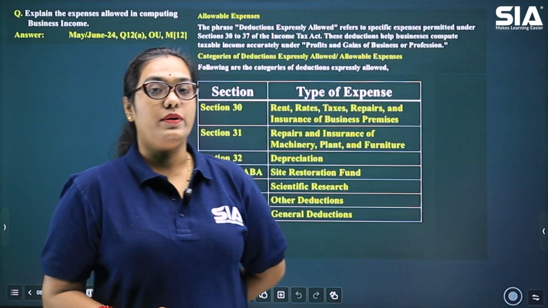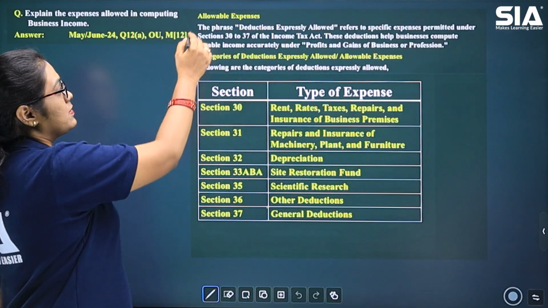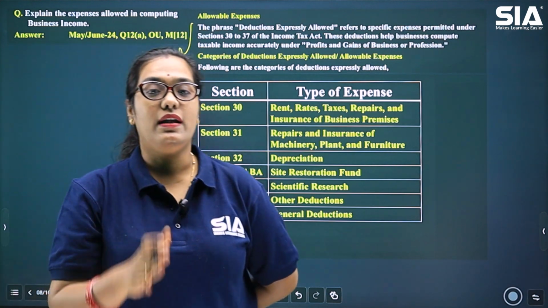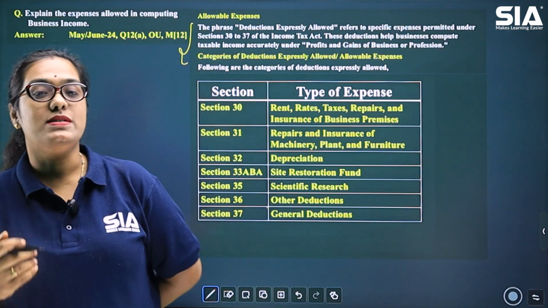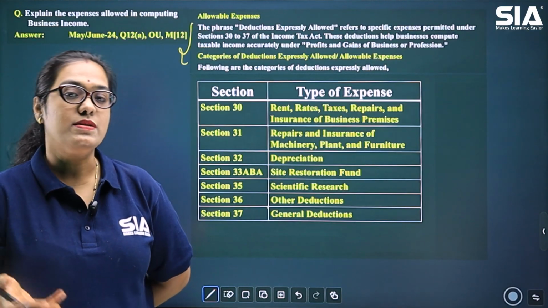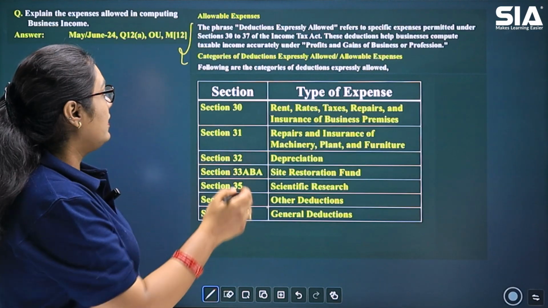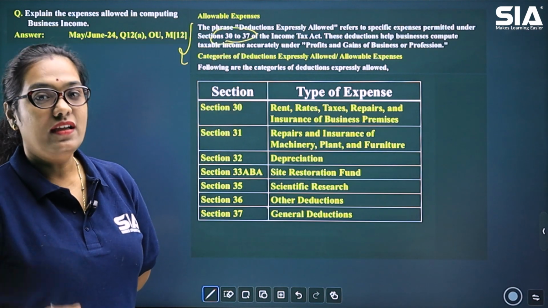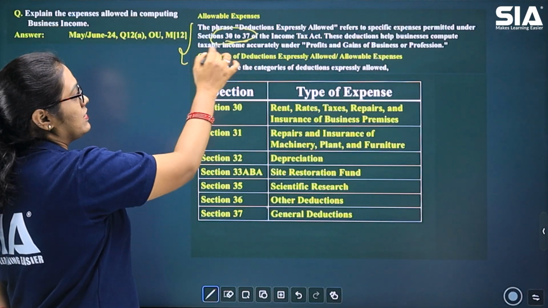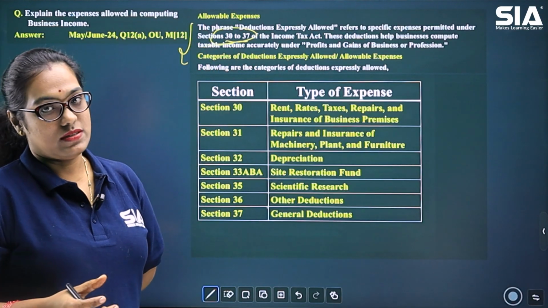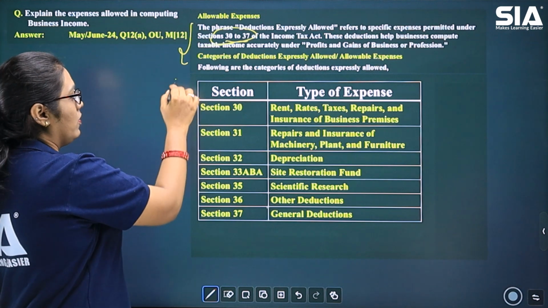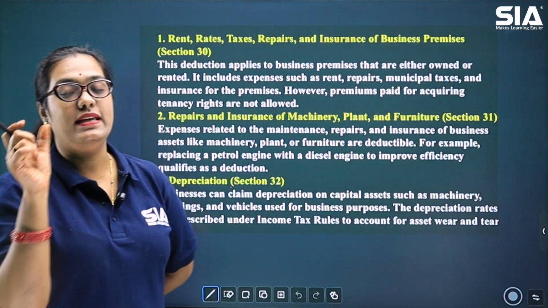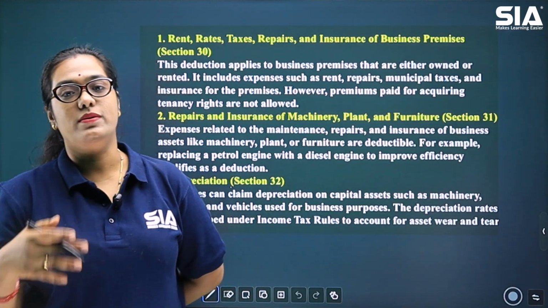As you can see on the screen over here, we will start by explaining what are allowable expenses, or what are the expenses that will be allowed under the head income from business and profession, or profit and gain from business and profession. So here we will first mention that sections 30 to 37 of the Income Tax Act all deal with allowable expenses. Okay, then you can mention all the sections in table form. After the table, the next thing, you can explain each item in the table individually along with some examples.